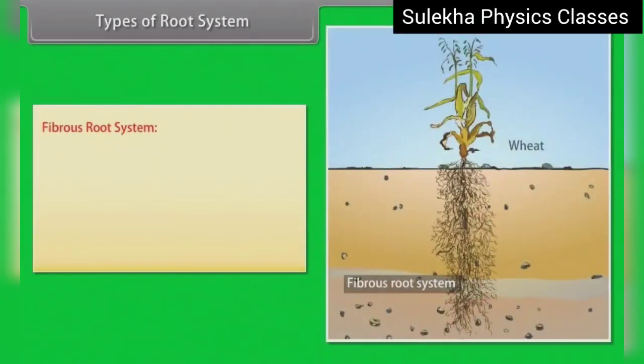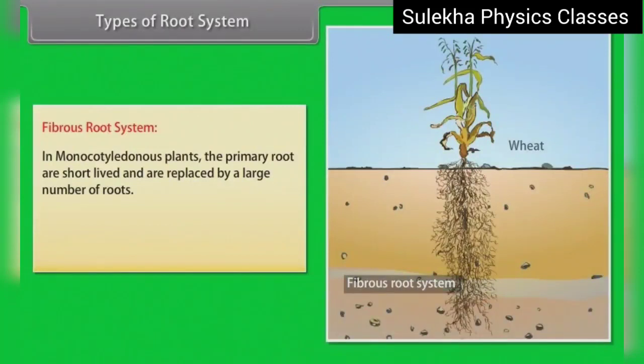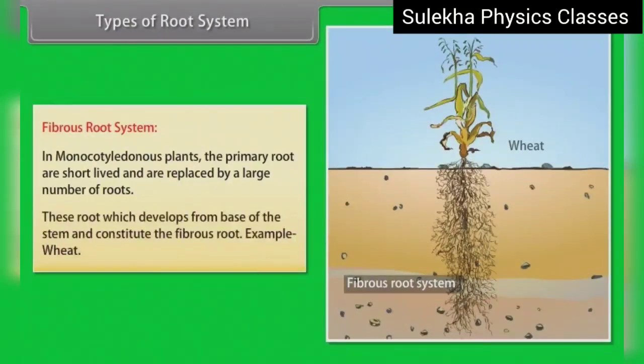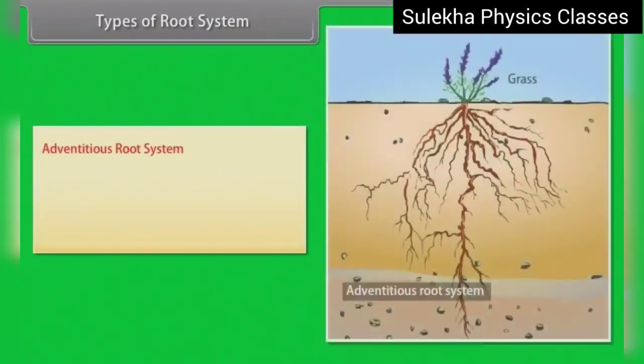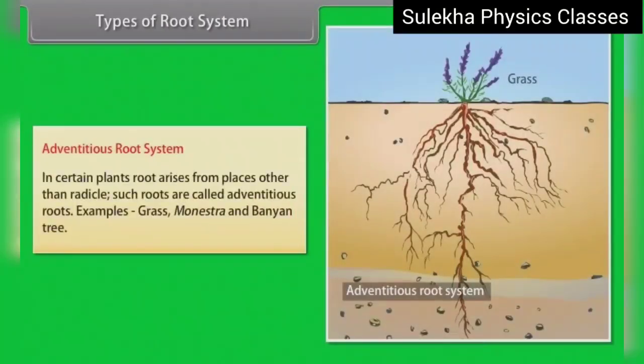Fibrous root system. In monocotyledonous plants, the primary root is short-lived and is replaced by a large number of roots. These roots, which develop from base of the stem, constitute the fibrous root. Example, wheat. Adventitious root system. In certain plants, root arises from places other than radicle. Such roots are called adventitious roots. Examples, grass, monstera and banyan tree.